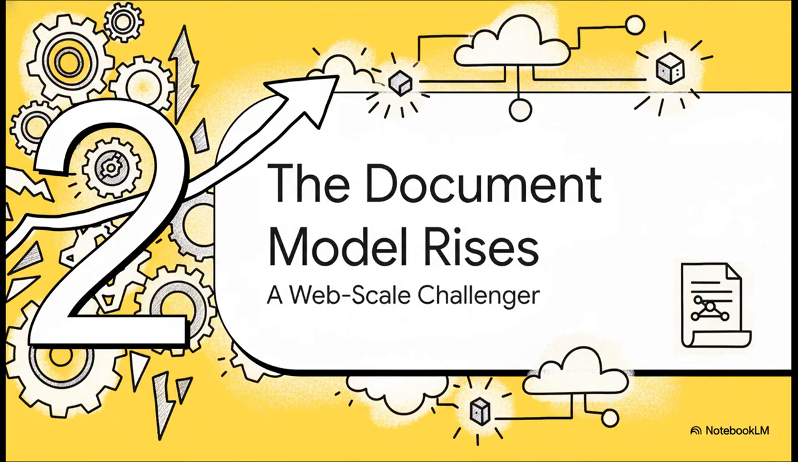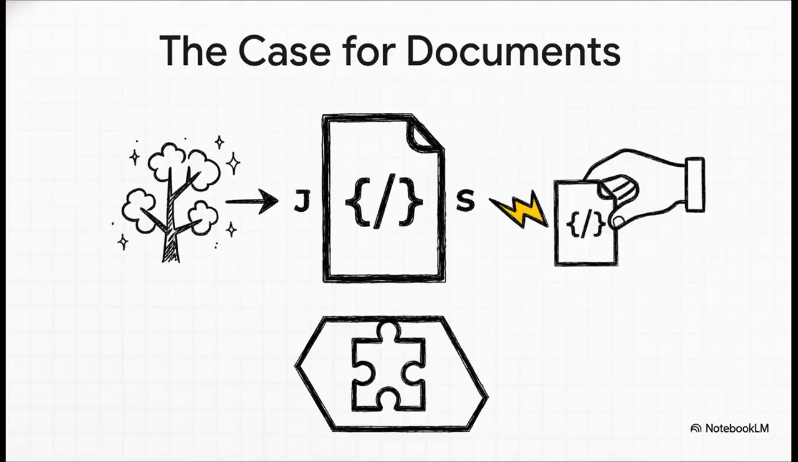So all that friction, that impedance mismatch, it basically created an opening. It was time for a challenger to step into the ring. And that challenger was the document model, an idea really born out of the needs of a modern web-scale world. So what was the big appeal? Why did everyone get so excited about document databases?